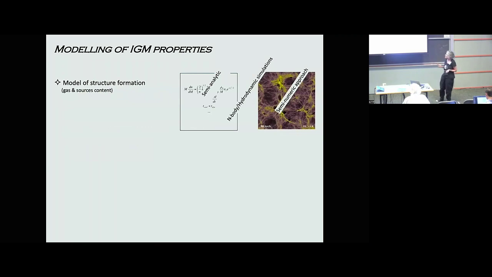The first of these is a model of structure formation that we need to retrieve the distribution of gas and of sources. There are various approaches that can be used, semi-analytic. You can run your favorite n-body or hydrodynamic simulation, or also what is typically referred to as a semi-numeric approach. And then we'll come back to all of these later on.